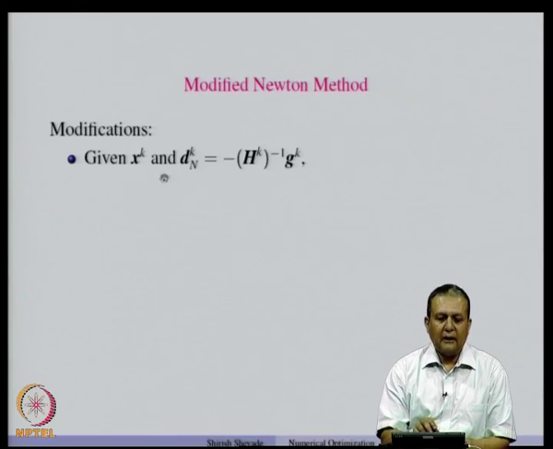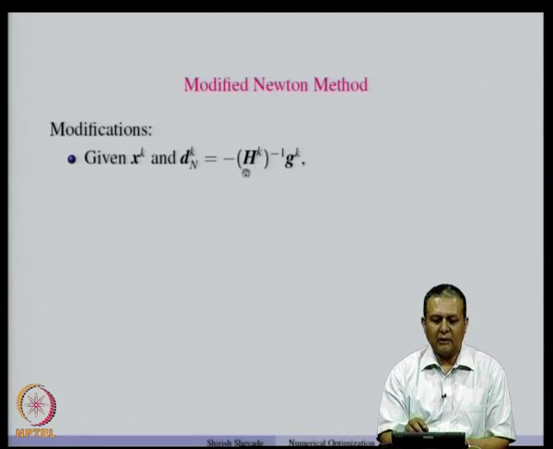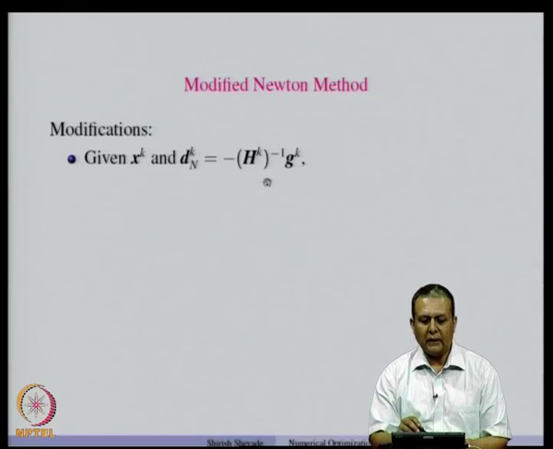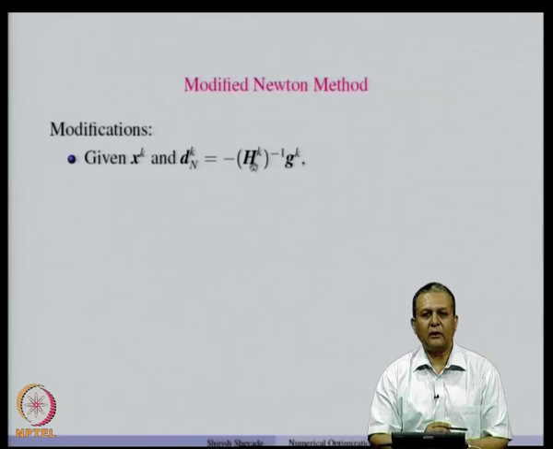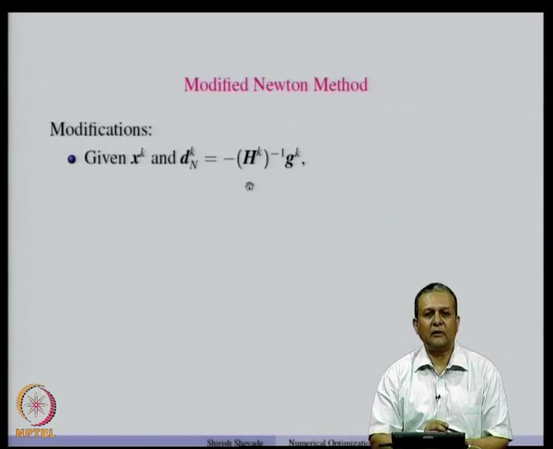Now, given x_k and the Newton direction at the point x_k, which is nothing but negative of the Hessian inverse into g_k, there are two possibilities. One is that the Hessian matrix is not invertible or is close to singular. So, in that case this direction really does not make much sense. Secondly, the Hessian matrix is, suppose, negative definite.